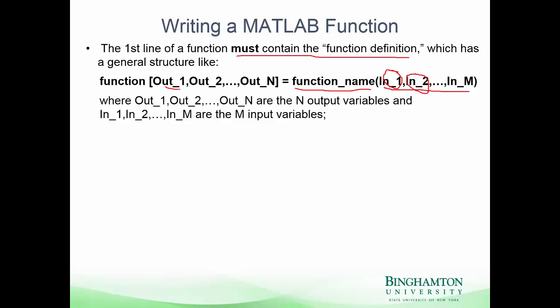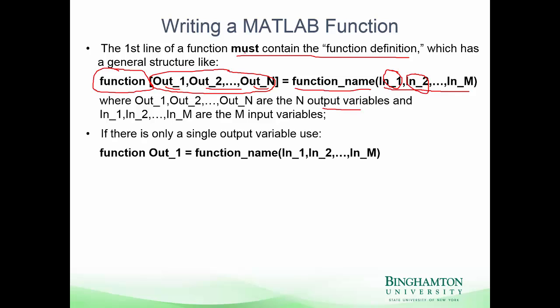Then out1, out2, all the way to outn, those are the output variables. We can call those anything that we want. When the function is done operating, whatever we have here, we should have created so that they can get sent out of the function. The most important thing we need at the start is the function command. That's telling MATLAB this is a function and not a script.